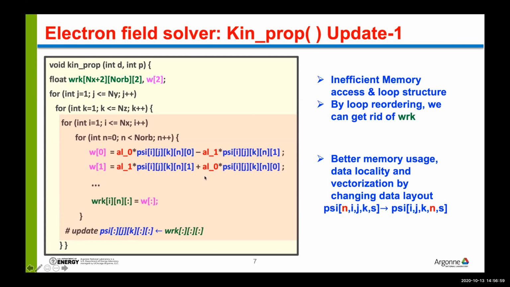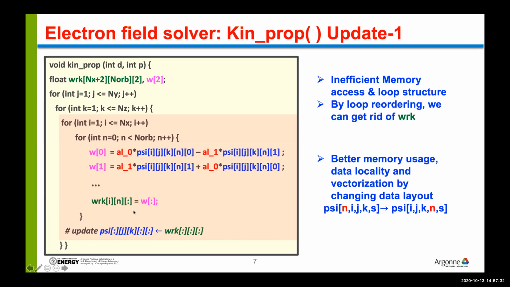Basically, to get a better data layout, we moved the dimension n of PSI from the outermost to the innermost dimension. Similarly, the loop structure is also moved to the innermost loop n. Initially n was the outermost, now it's the innermost loop. By doing this, we are able to get better memory usage, data locality, and vectorization. The above code still uses a temporary variable WRK.